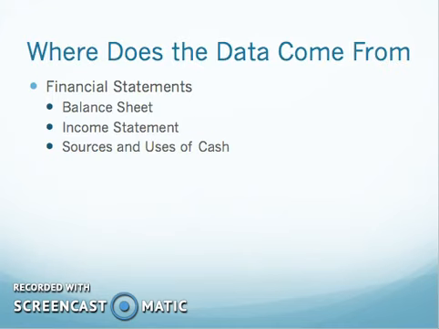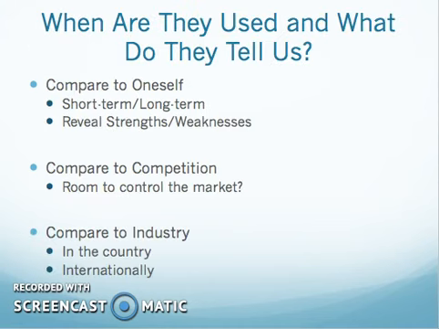So where does the data come from? All of the formulas for each of the financial ratios come from the financial statements, which include the balance sheet, the income statement, and the sources and uses of cash. The financial ratios are important because a company can compare short-term and long-term data against themselves. This will reveal the strengths and weaknesses throughout the business. A company can also compare their data to the direct competition.